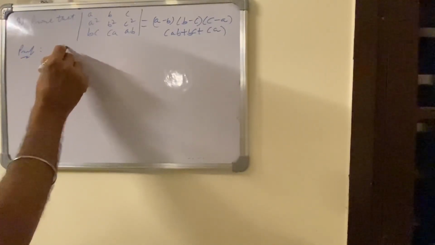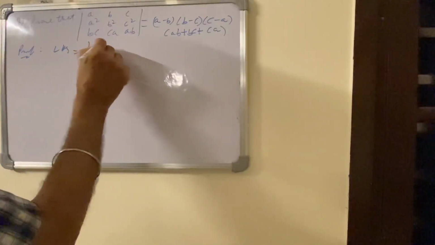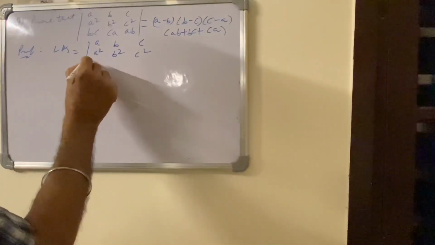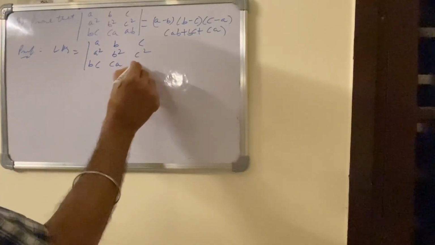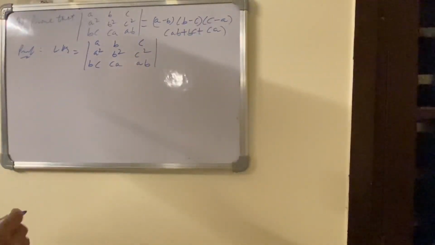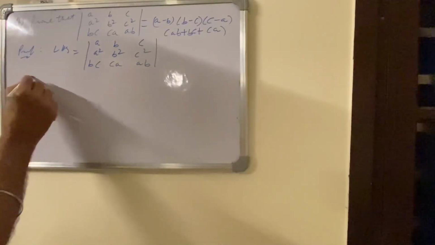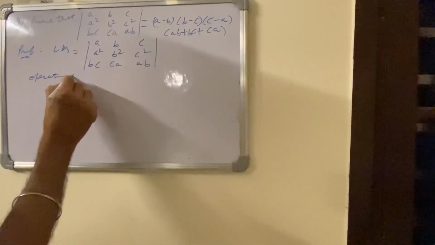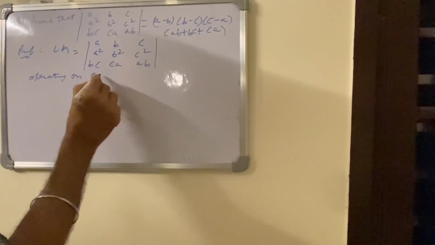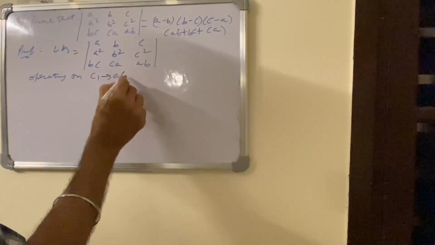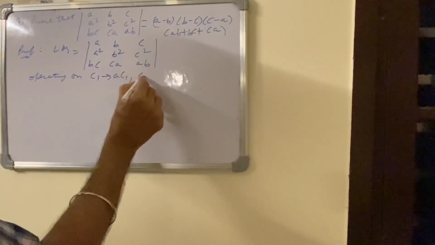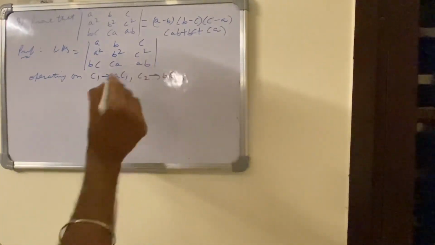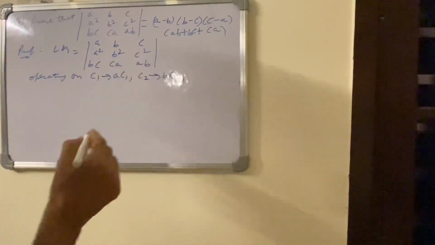Left hand side: determinant with rows a, b, c; a square, b square, c square; bc, ca, ab. Then operating on columns, multiply C1 by a, C2 by b, C3 by c.